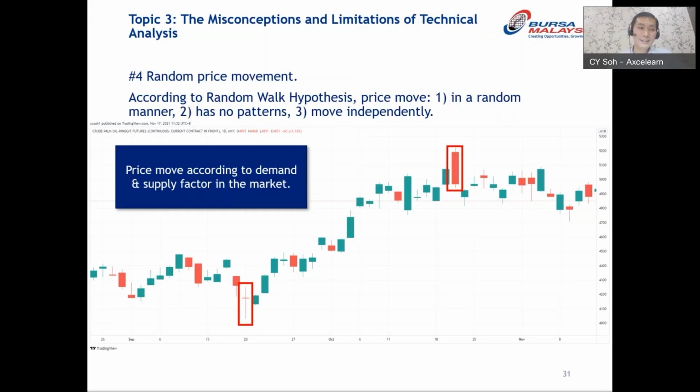Okay, this is so far my personal experience. What we all can know is that when the price gaps up or goes up, we can say that the buyer is actually willing to pay a higher price.